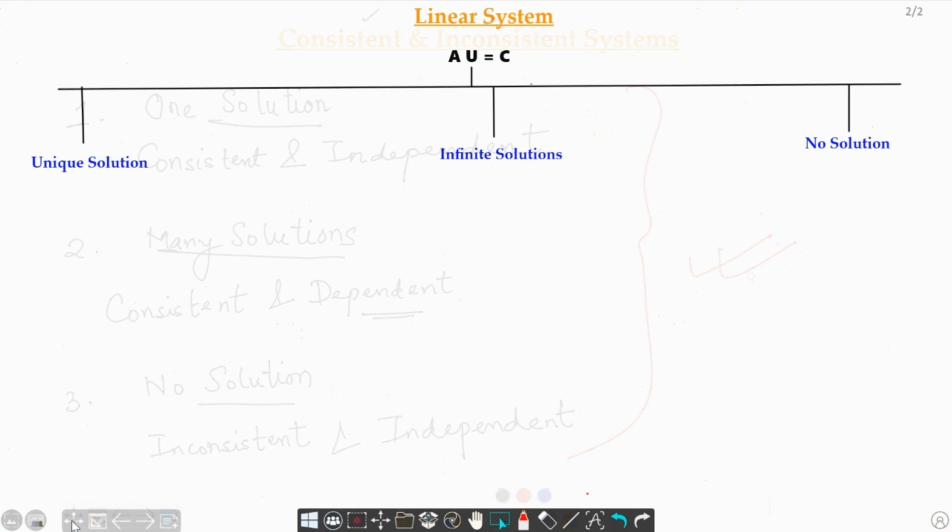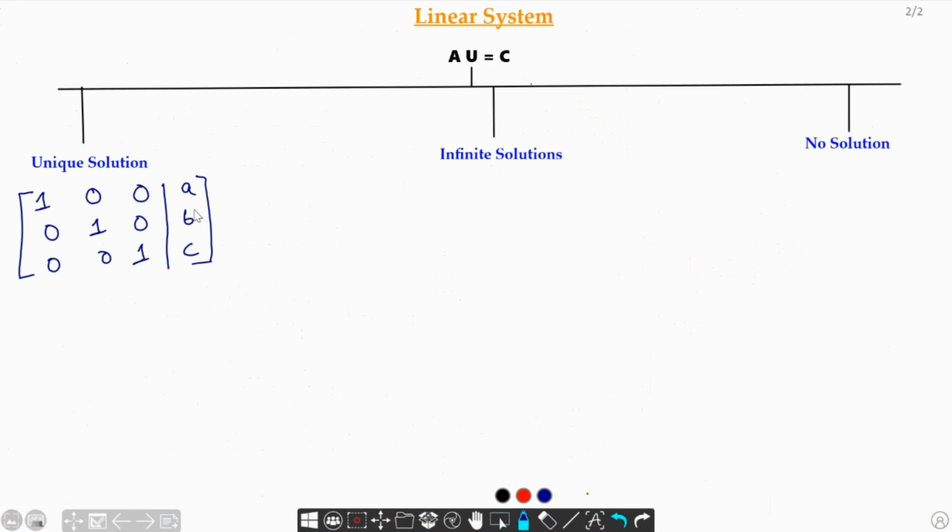So, the first example: if the row-reduced echelon form of an augmented matrix looks like this, that is, if each column has a leading one, or we say the pivot element is 1. Say for example, this column has a leading one, this column has a leading one, this also has a leading one, then the answer is we have a unique solution in this case, okay?